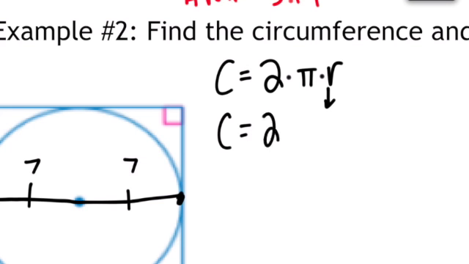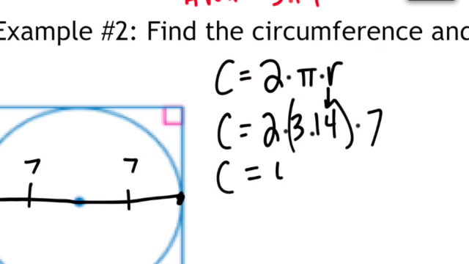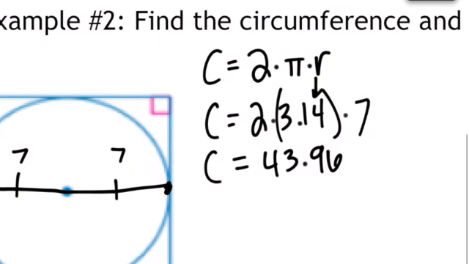So I've got 2 times, let's rewrite pi as 3.14, and then times 7. And we're just going to plug this all into the calculator. So I've got 2 times 3.14 times 7, and I'm done. And we get circumference is equal to 43.96. Sorry, does it have units? Yep, yards.